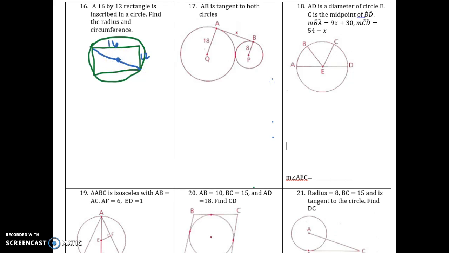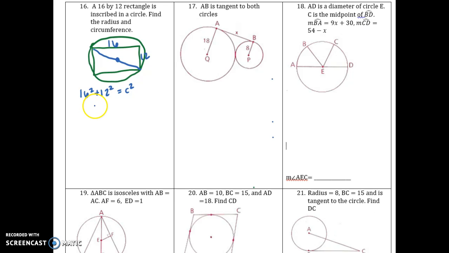Drawing the diagonal of a circle. The diagonal of a circle also is the diameter of the circle. So 16 squared plus 12 squared equals c squared. And this is another one of our Pythagorean triples because 16 squared plus 12 squared is 400.